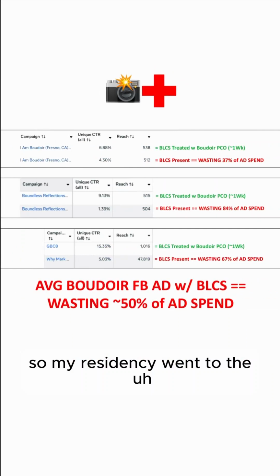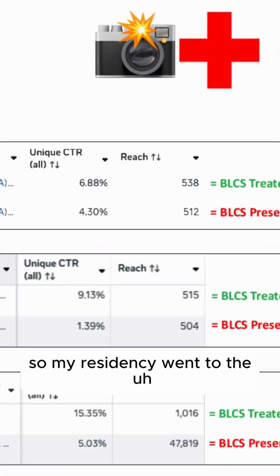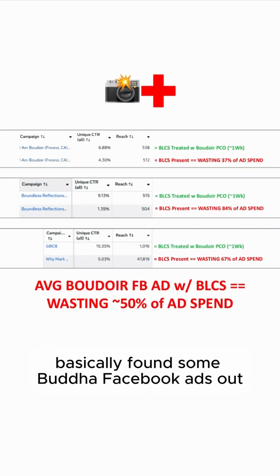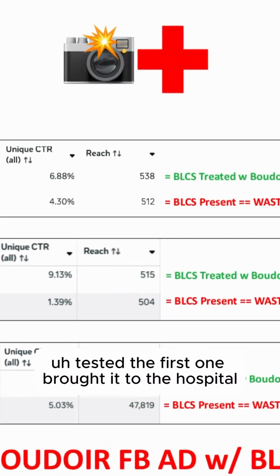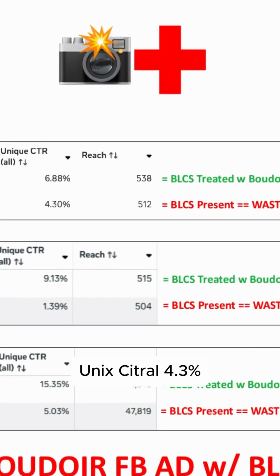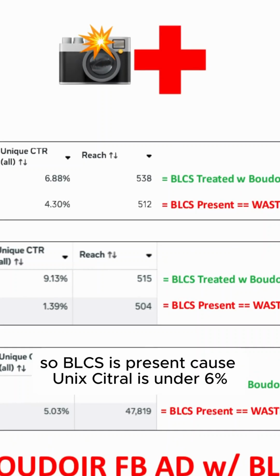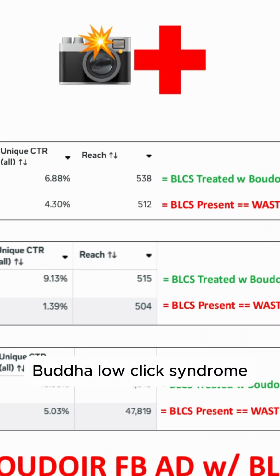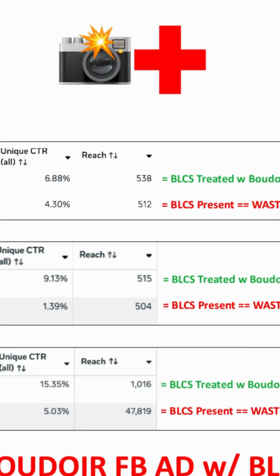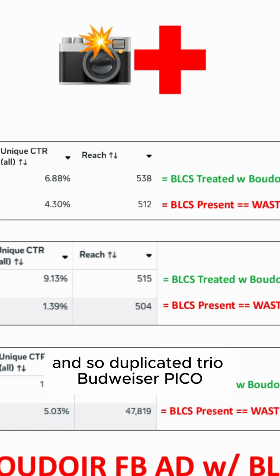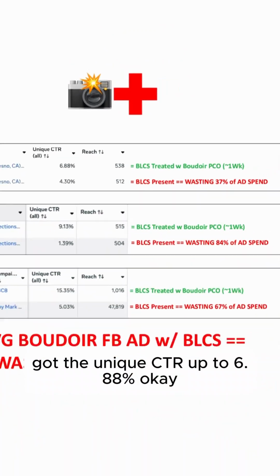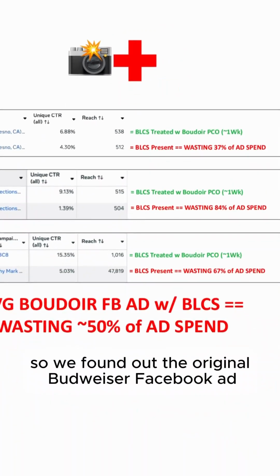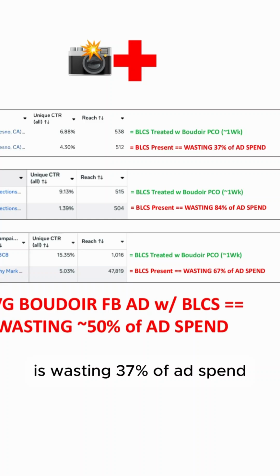So my residency went to, basically found some Boudoir Facebook ads out in the wild there. Tested the first one, brought it to the hospital. Unique CTR 4.3%. So BLCS is present because unique CTR is under 6% with Boudoir low click syndrome. And so duplicated, treated with Boudoir Pico, got the unique CTR up to 6.88%. Okay, so we found out the original Boudoir Facebook ad was wasting 37% of ad spend.